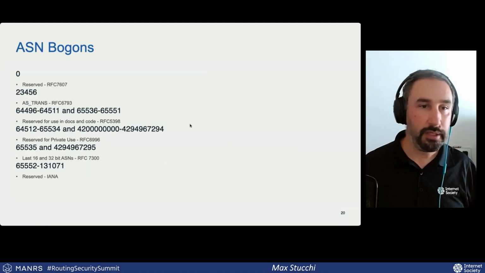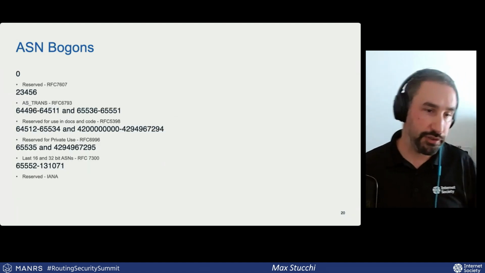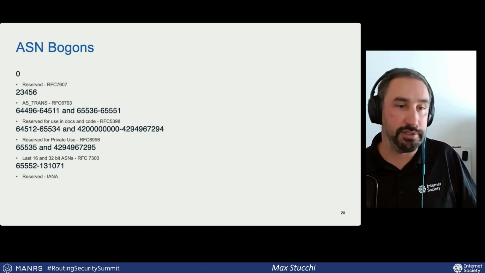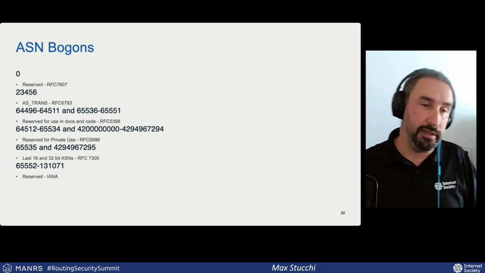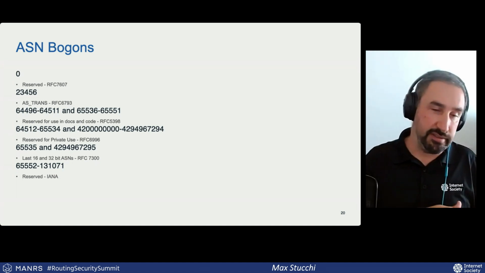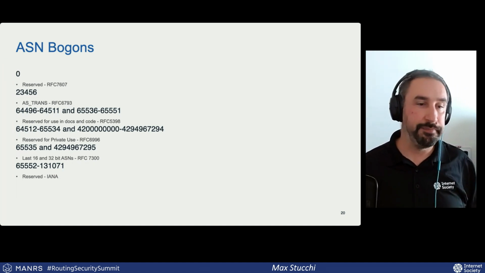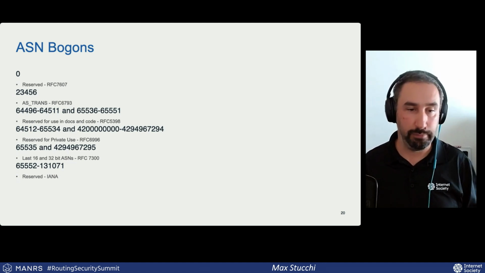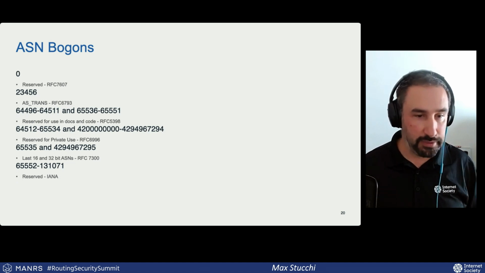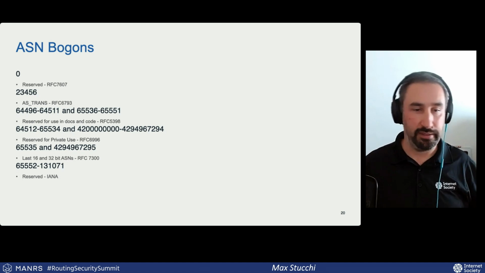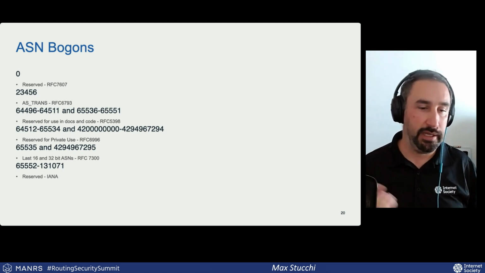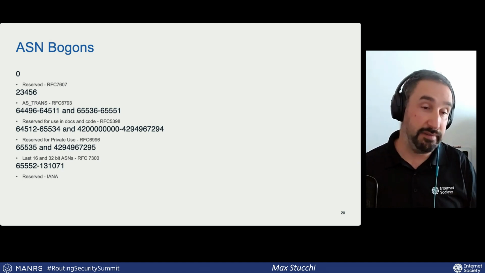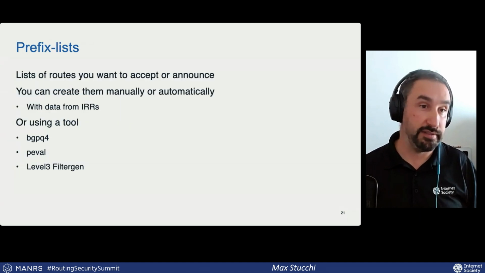There are reserved ASNs that are also bogons, 0, for example, or 23456, which is reserved for the transition between the 16-bit ASNs and the 32-bit ASNs. Then there are documentation ASNs. There are just reserved for private use. The last 16 and 32-bit ASNs are reserved, and then IANA reserved a couple of ASNs as well. So as you can see, we have a bunch of ASNs that you should not accept in your routing table.